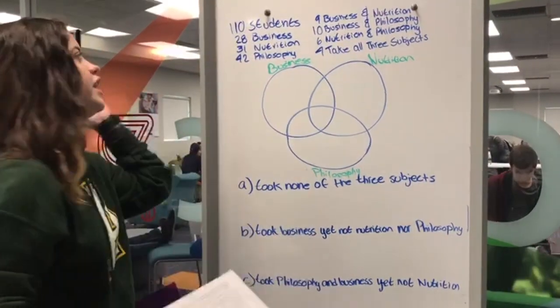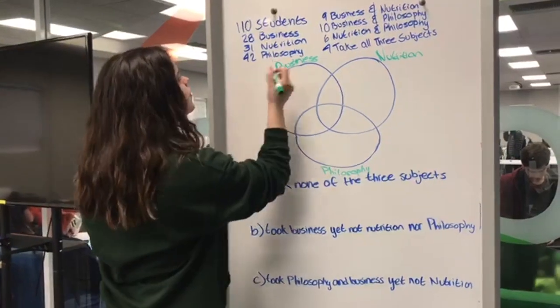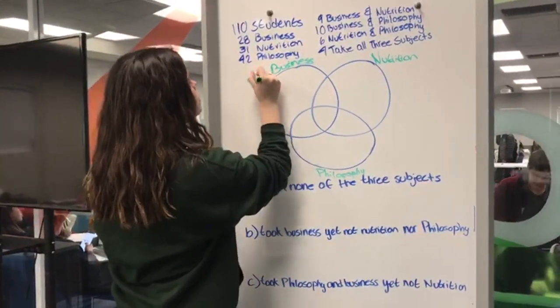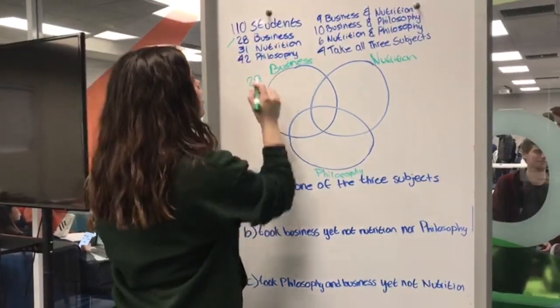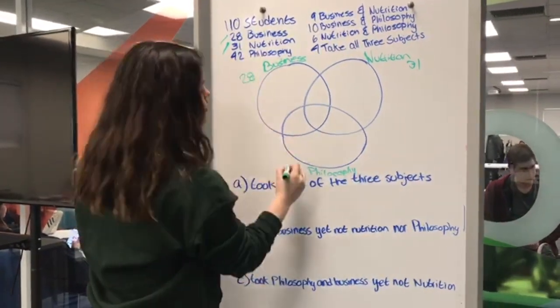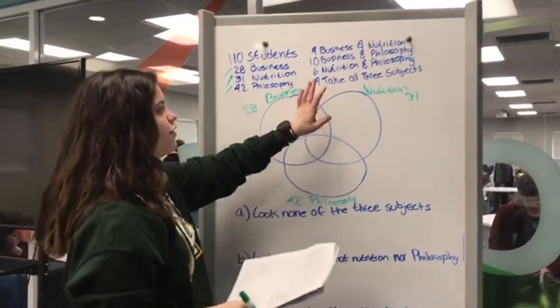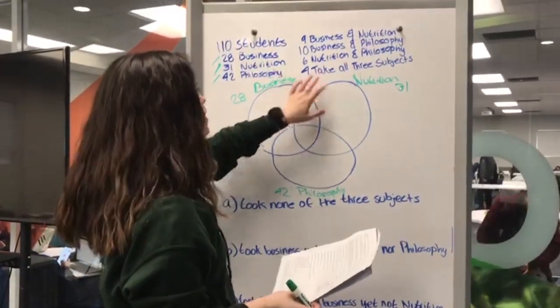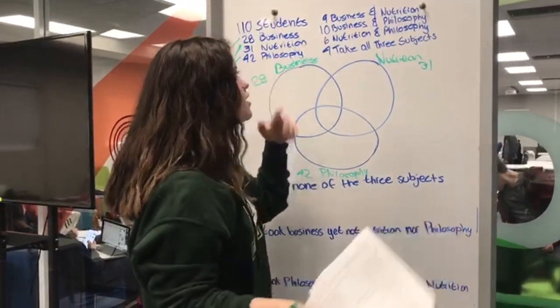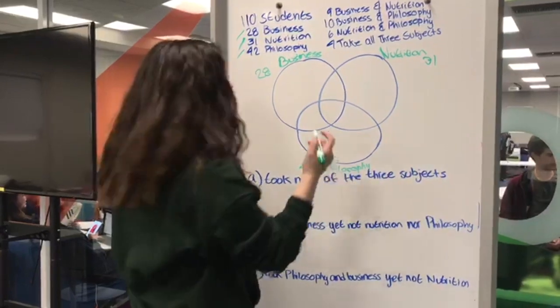So now we're going to put each of the numbers corresponding to its subject. In business, we have a total of 28 students. We have a total of 31 students in nutrition. We have a total of 42 students in philosophy. Now, the easiest number to place is the number 4, because it says it has all 3 subjects. So, because of logic, it has to be in the middle.